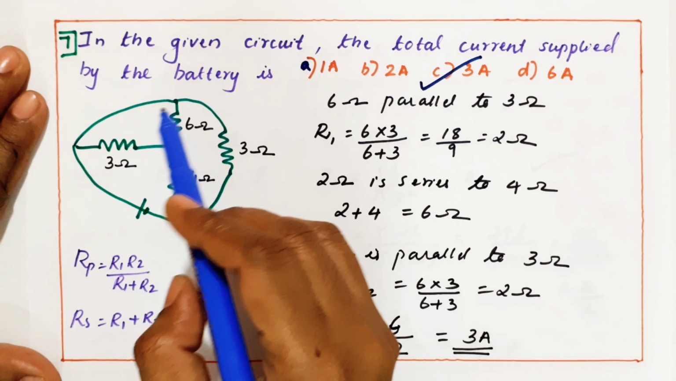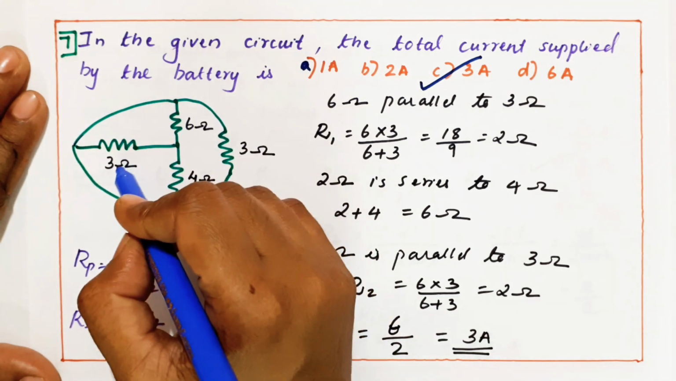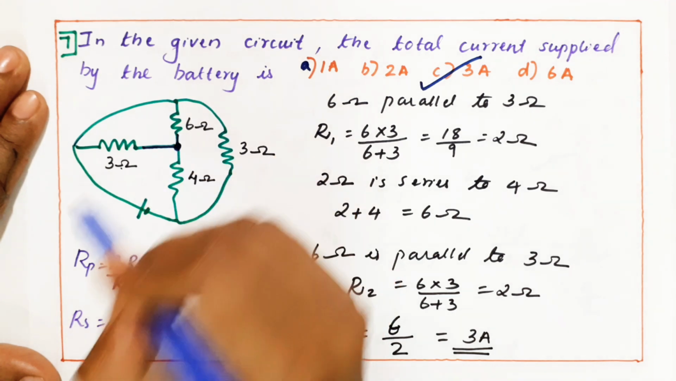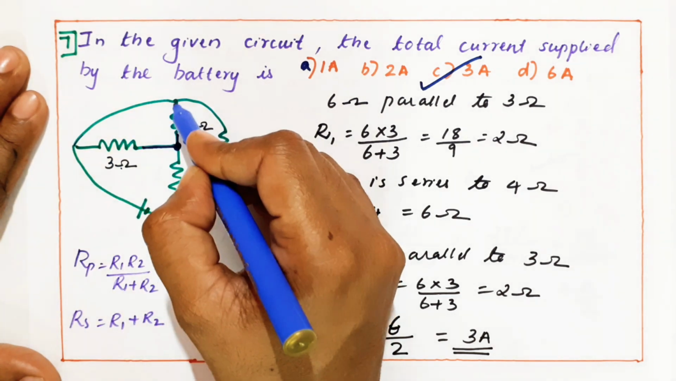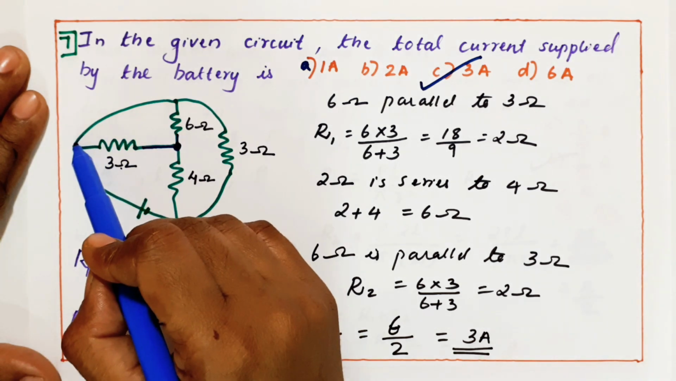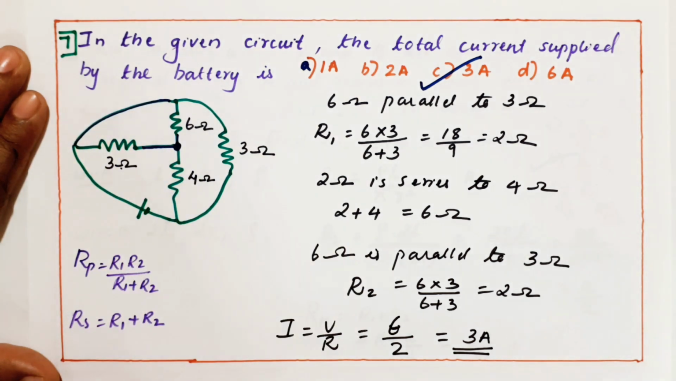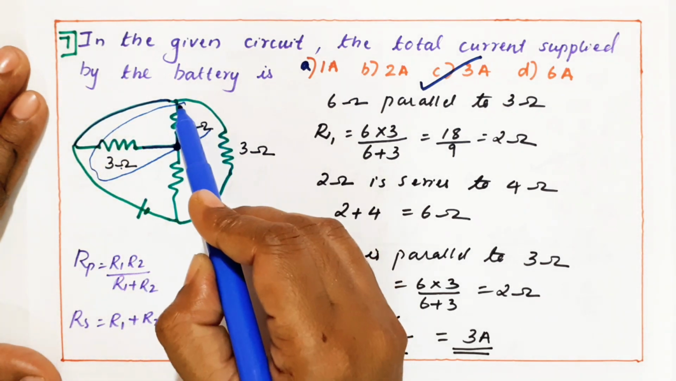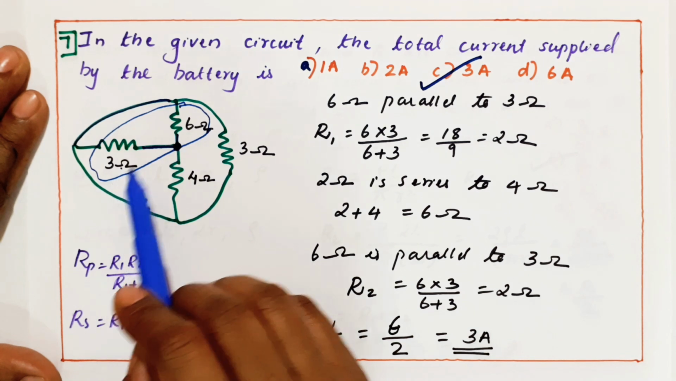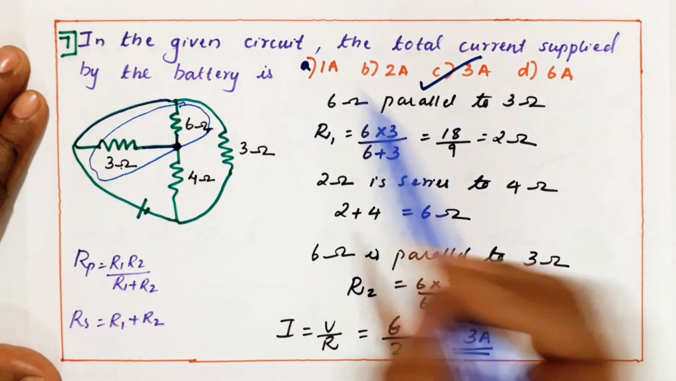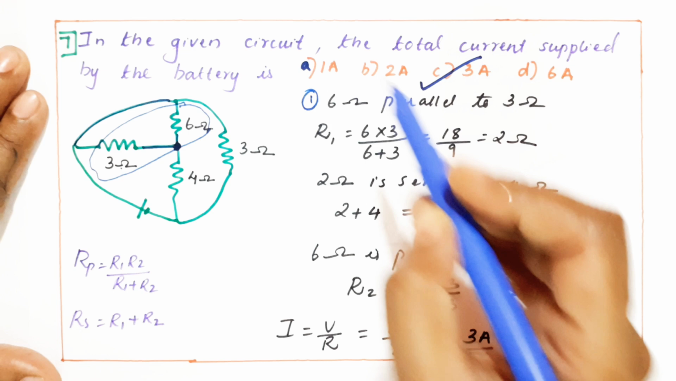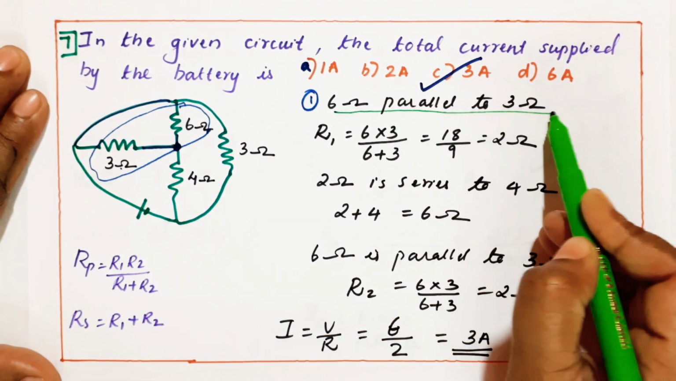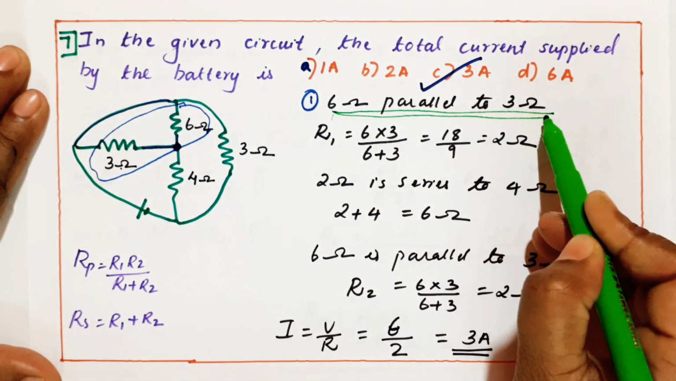So if you see it like this, I can tell that the 3 ohm and 6 ohm both are connected to this point, and the 3 and 6 ohm are also connected to this line. It means I can take these two as connected in parallel. So your first situation is 6 ohm parallel to 3 ohm.